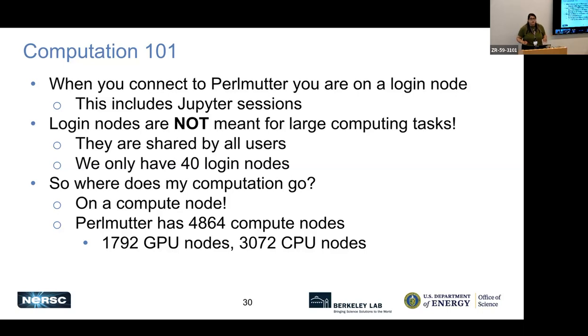So when you're ready to actually do some kind of computation, it's going to go on what's called a compute node. And those we have, how many? Almost 4,800, okay? And so that's part of the reason why we use Slurm, because when we're ready to start doing things, we need to say, hey, I want to get on one of those compute nodes. And Slurm's like, okay, let me set you up. So how many CPU nodes? 3,072 CPU nodes.